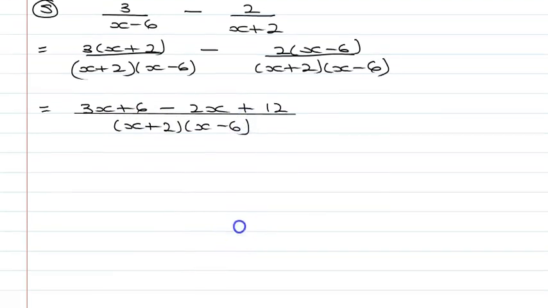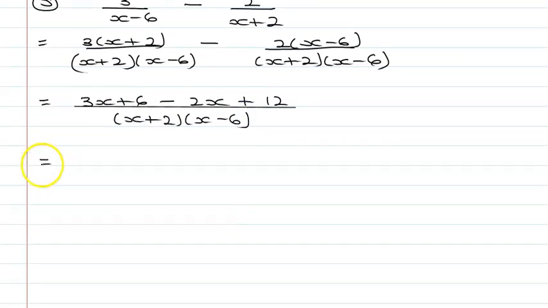The numerator can be simplified. We can see that we can collect together the like terms. So 3x minus 2x just leaves us with x, and 6 plus 12 gives us plus 18, and obviously divided by x plus 2 times x minus 6.